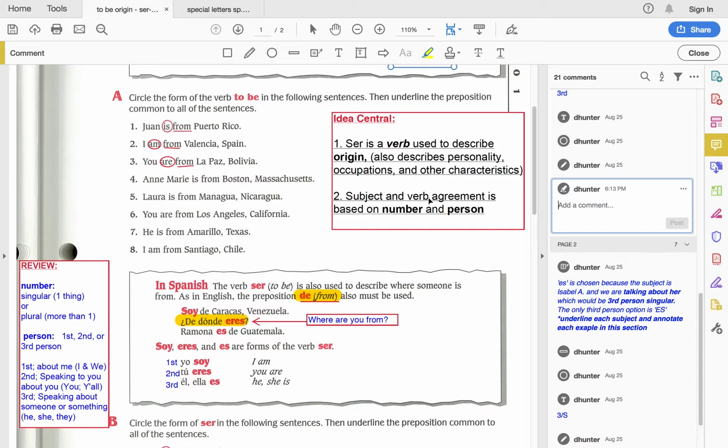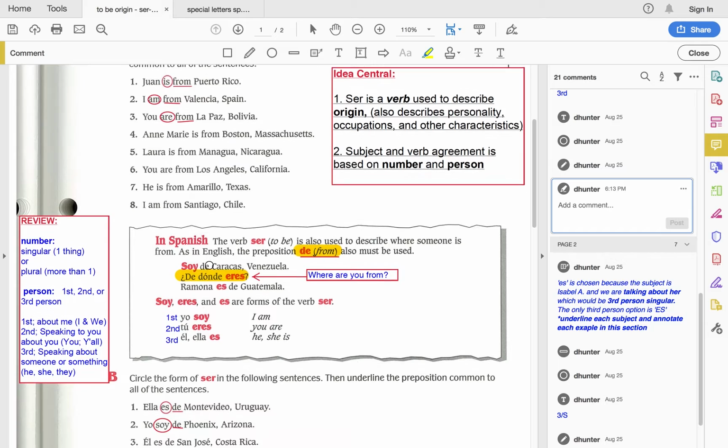Back to the central idea though before we go forward. Second part, the subject and verb agreement is based on number and person. So not only is ser a verb, but it is a verb that must agree with our subject. Again, you see the change between Juan and I. Is agrees with Juan. You wouldn't say I is from. You say I am from. The same is true in Spanish. We want to make sure we get that agreement down in Spanish.